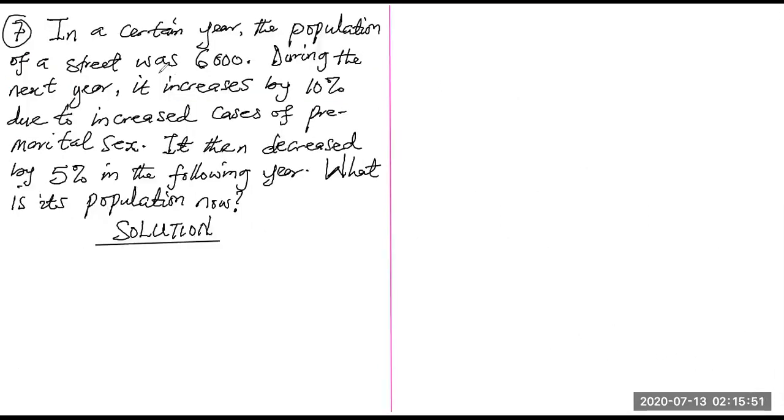In question 7, we are told that in a certain year, the population of a street was 6,000. During the next year, that means after 1 year, it increases by 10% due to increased cases of premarital sex. Then it decreased by 5% in the following year. What is its population now?